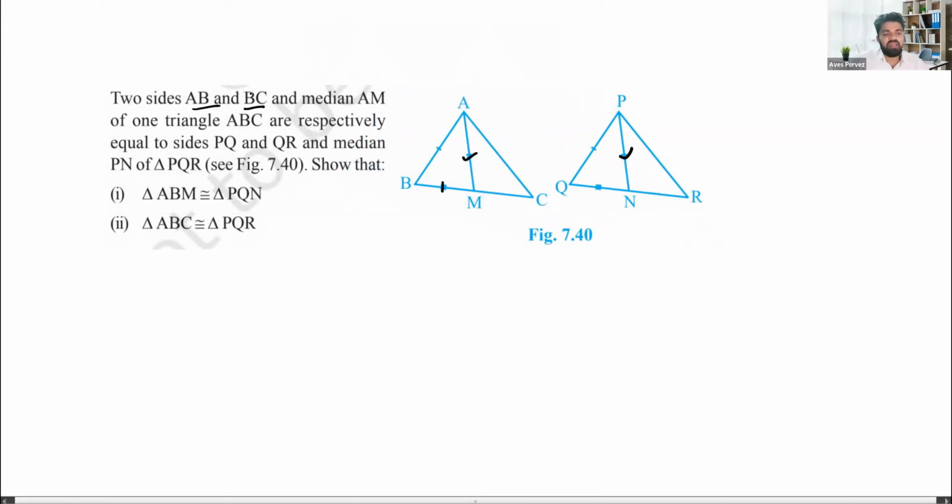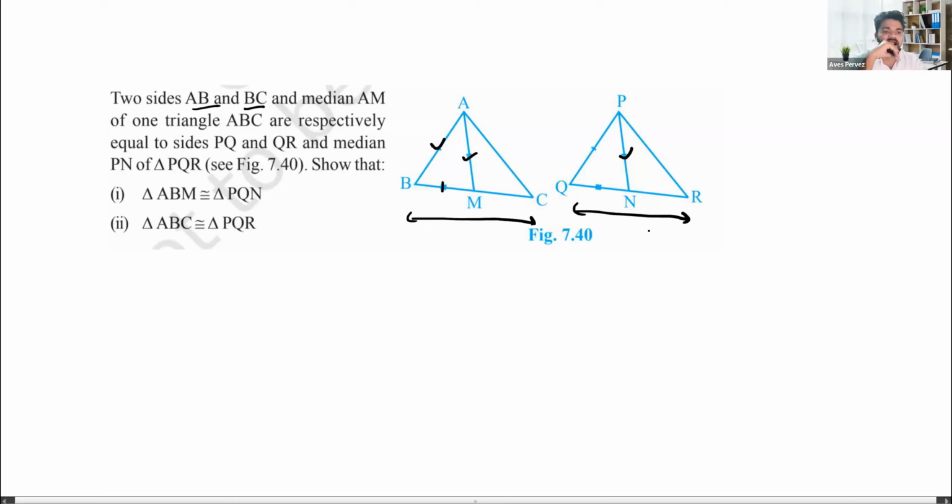Sorry, the two sides AB and BC and median AM of triangle ABC are respectively equal to PQ, QR and PN. So here this side is equal to this side, and BC, not only this portion, is equal to this portion. It is not given to you. The whole BC is given to you equal to QR. How will you prove this one? So what is being asked?